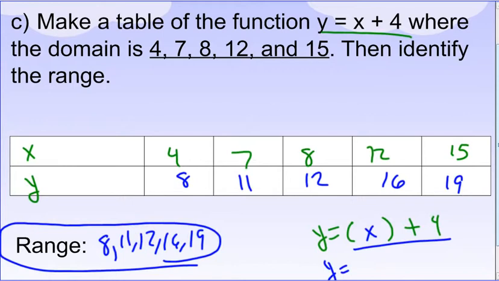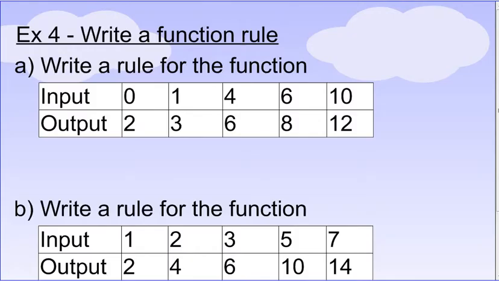The last thing that we have to do, the last example here, is what if they gave us a table and they wanted us to write the rule? Remember, the inputs are the x values, the outputs are the y values. So what are you doing to this guy to get that? What's happening from here to here, here to here, here to here? And it has to be the same for all of them. What's the pattern?